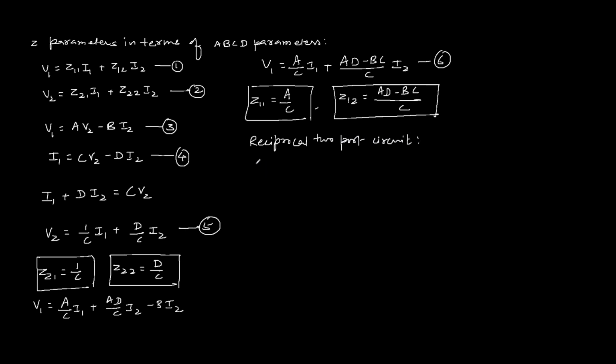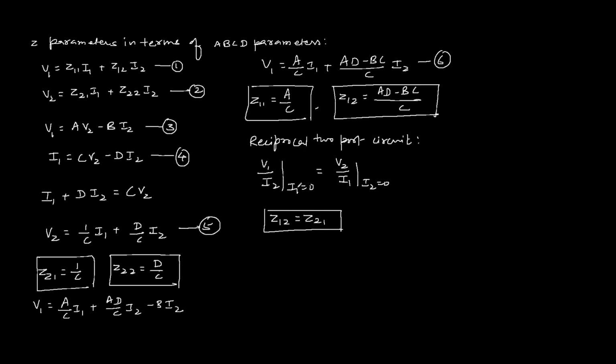For a reciprocal two-port circuit, V1 over I2 when I1 is 0 must be equal to V2 over I1 when I2 is 0. Or in terms of Z parameters, Z12 must be equal to Z21. Now we will replace Z12 and Z21 in terms of ABCD parameters.